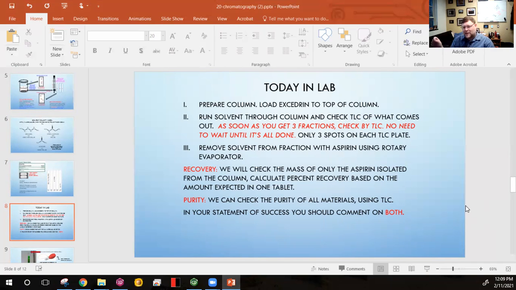So you're going to analyze each fraction as they elute off the column, and then once you identify where the aspirin is, we're going to isolate the aspirin. Step 3 there is remove solvent from the fraction containing aspirin, and we're going to remove the solvent by evaporation. More on that in a second. All right, so you're going to check the mass recovery of the aspirin, and you can check the purity of all the materials using TLC.